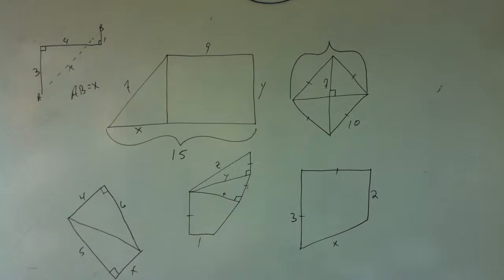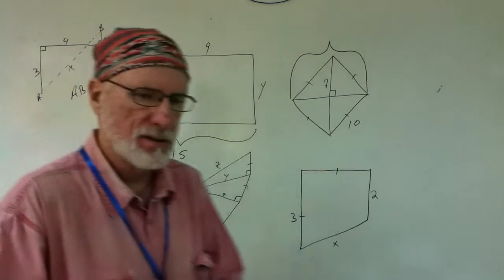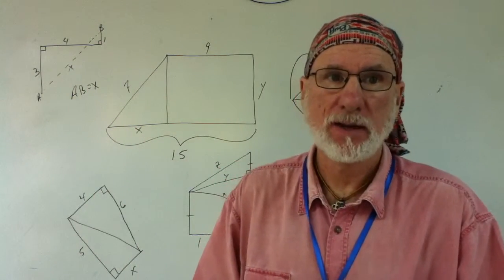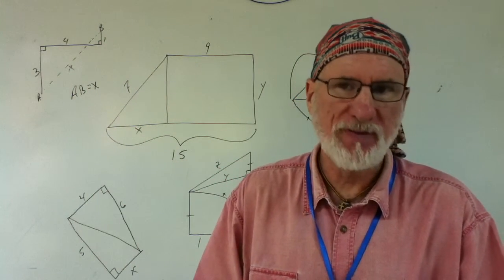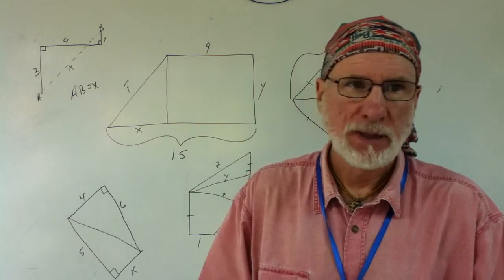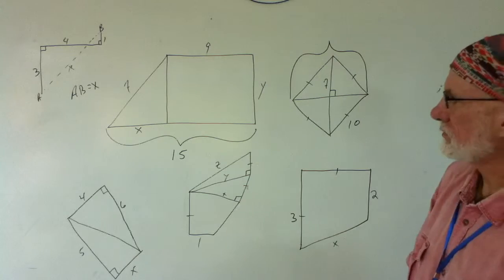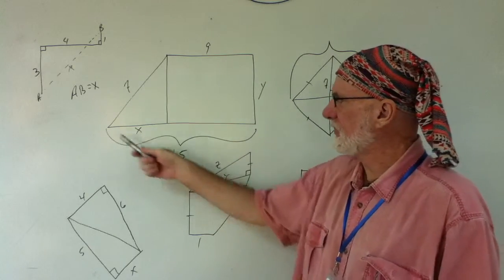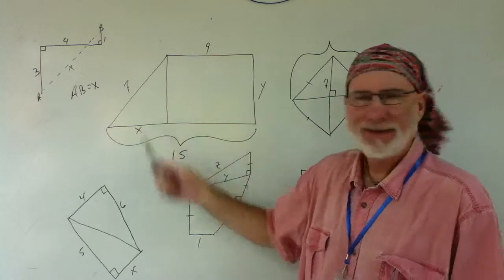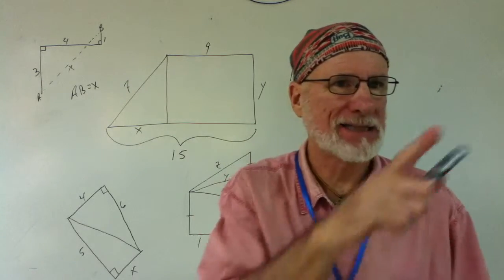Okay, so let's evaluate these polygons. What we want to do is evaluate the sides. Let's start with the big guy in the middle here. Any ideas? Well, first of all, if this is 15 and this is 9, does anybody have a handle on what x is? Yes? 6.